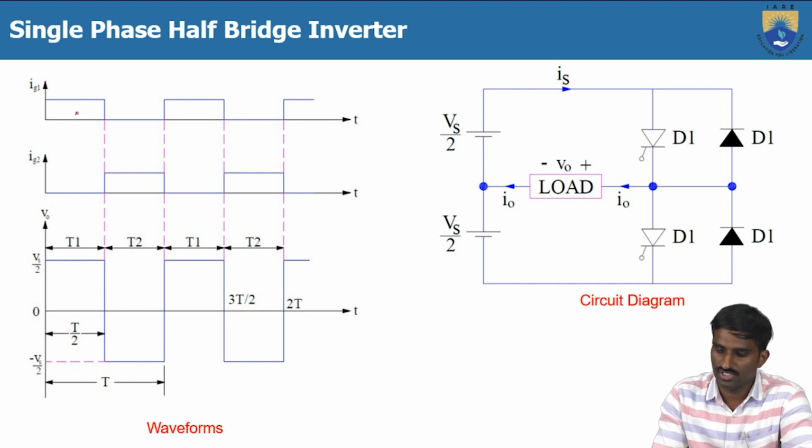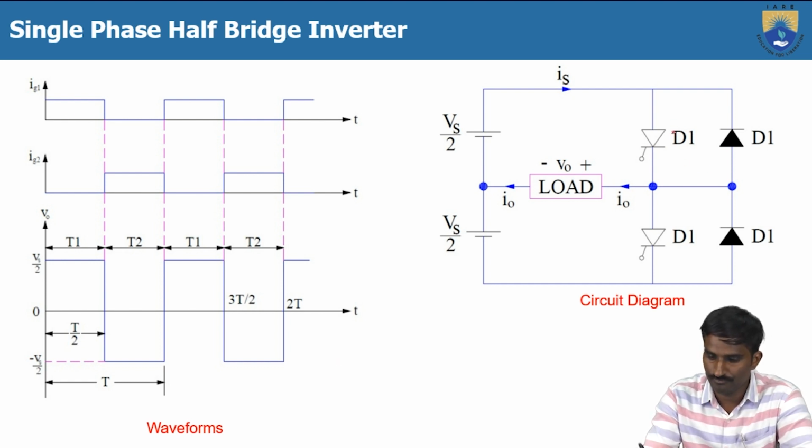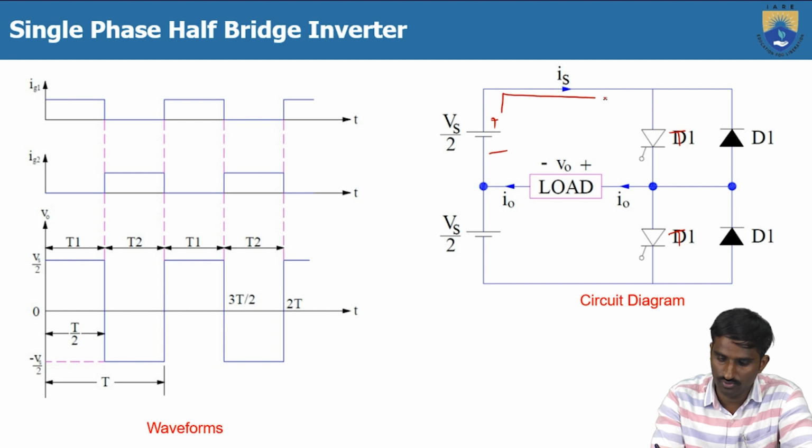Of course the waveforms are again same. So initially first the thyristor T1 will turn on. When the thyristor T1 is turned on, then in this case the source Vs by 2 is utilized. Then here the load current will flow through the load in this way, which means in this direction.